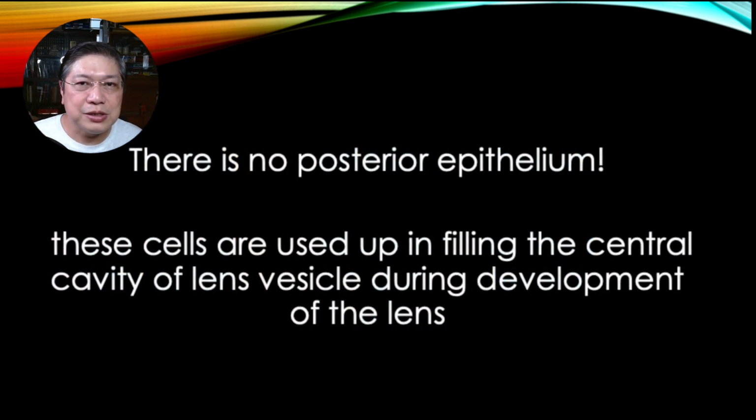Now, we talked about an anterior cuboidal epithelium. There is no posterior epithelium. If you find a posterior epithelium, that's pathologic. Usually we see that in radiation exposure victims. Now, the fibers that are created are piled up on top of each other, and the posterior epithelium that existed when you were an embryo was used to fill up the central cavity of the lens vesicle during the embryonic stages.